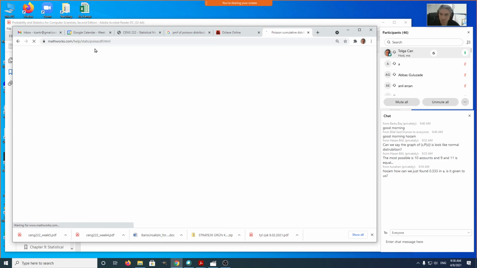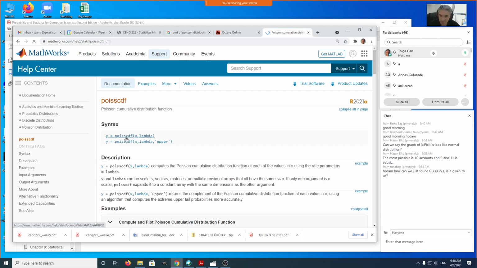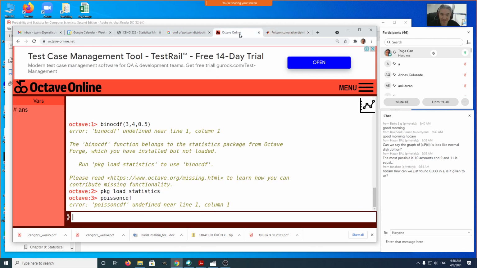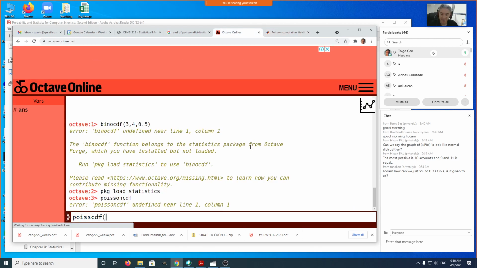Its name is... they just made it shorter by removing two characters. So just Poisson, not Poisson. I don't know why they did that. So they get X and lambda. So the two characters are taken out. So it's like this, plus CDF.